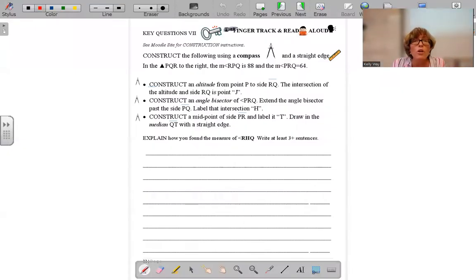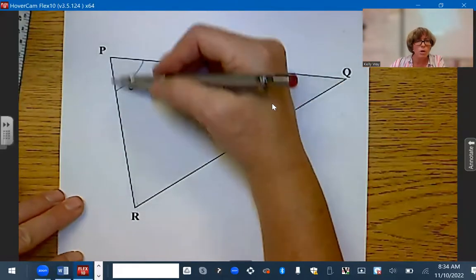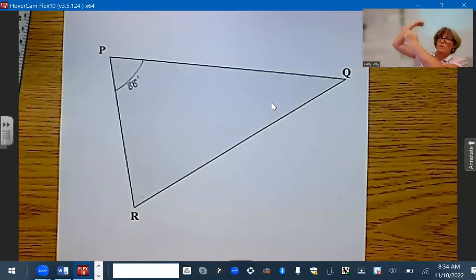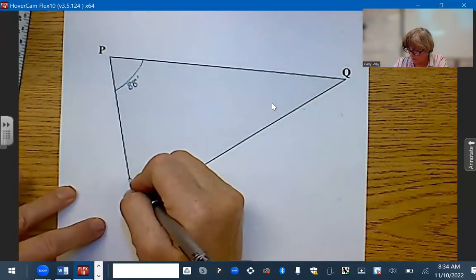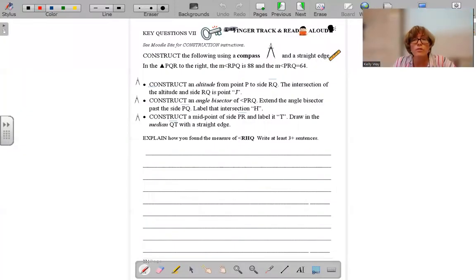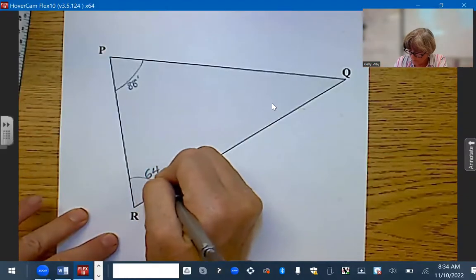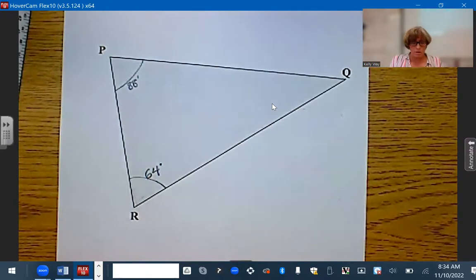Then measure of angle PRQ is 64. PRQ. P, go to R, go to Q. PRQ, shoulder, right here. You sweep at the elbow. So we're sweeping at the R. PRQ is 64. That's the information you're given. Then you have these three constructions.